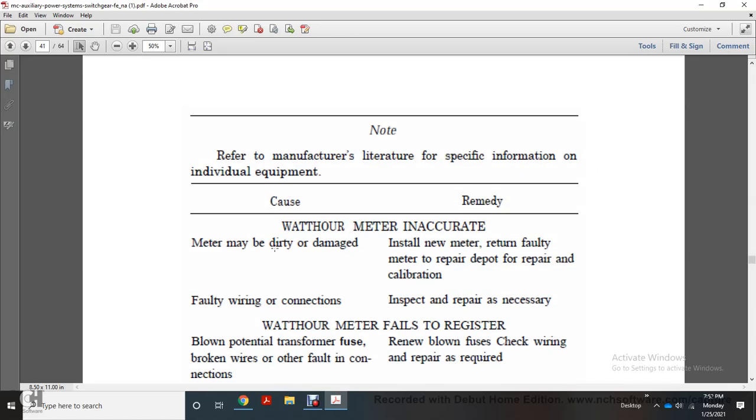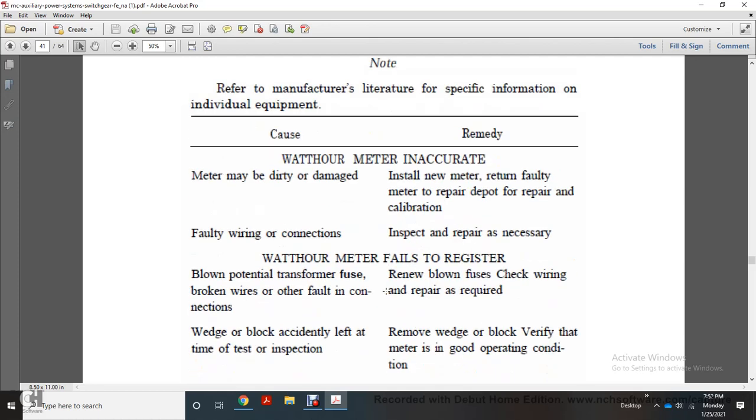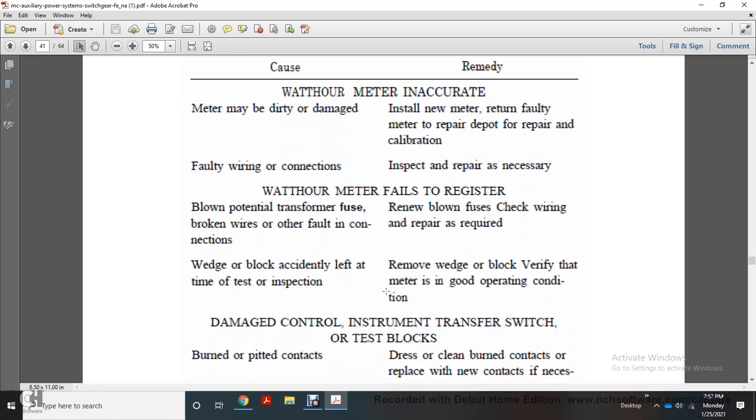Watt hour meter inaccurate. The meter may be dirty or damaged. Install a new meter. Return the faulty meter to the depot for repair and calibration. Faulty wiring and connections: inspect and repair as necessary. Watt hour meter fails to register. Blown potential transformer fuse or broken wires, or other faulty connection. Replace the blown fuse. Check wiring. Repair as required.